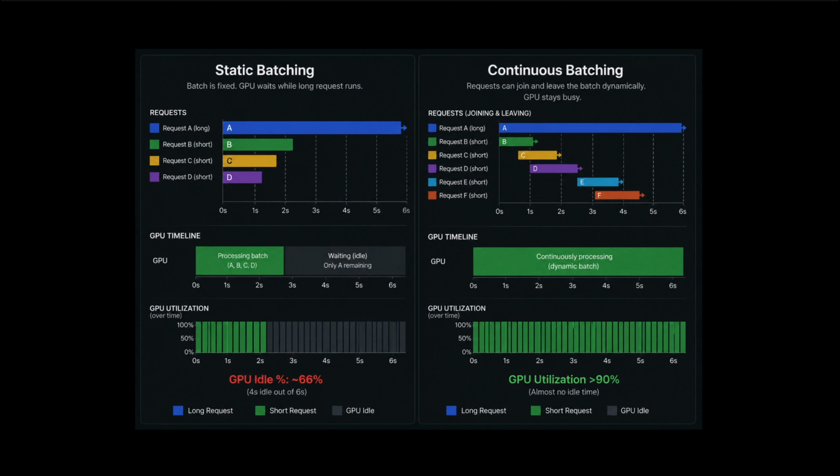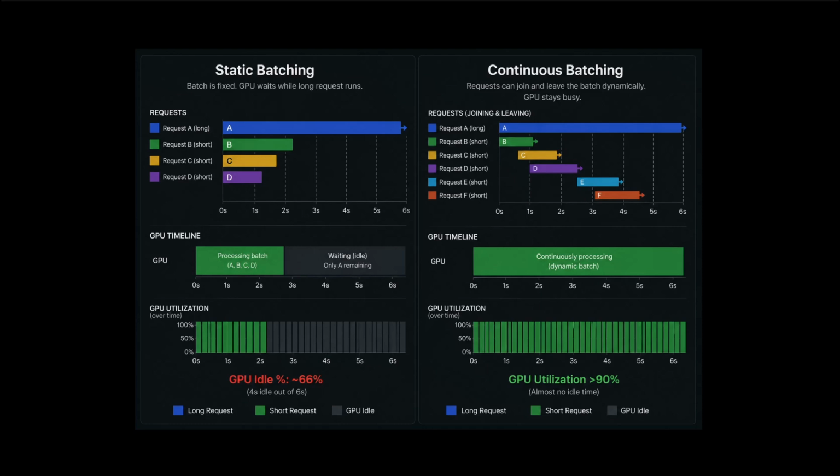Continuous batching, on the other hand, also called dynamic batching or iteration level scheduling, fixes this by letting new requests slot in the moment a slot opens up. You're essentially treating the batch as a live, fluid thing rather than a fixed group. Orca, the paper that popularized this, showed you could get 36x better throughput with this single change. That's not a 10% improvement, that's a completely different order of magnitude. So continuous batching keeps the GPU busy.